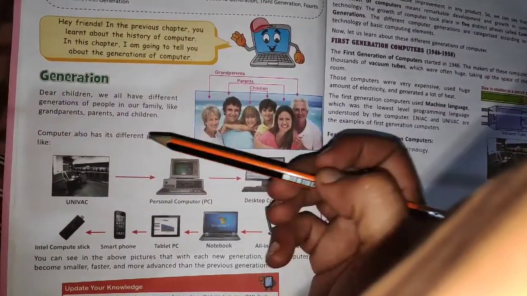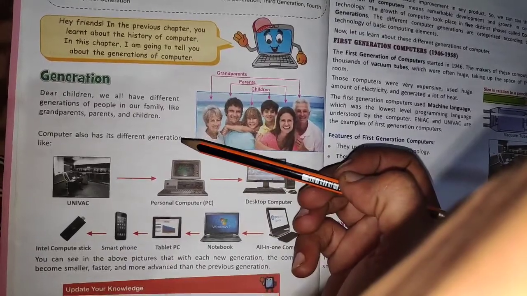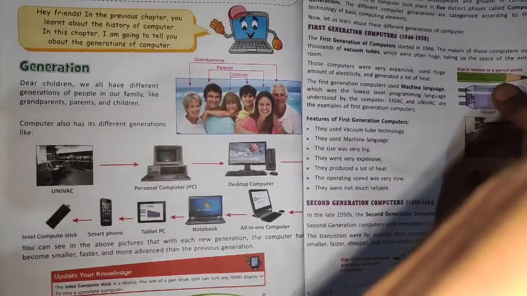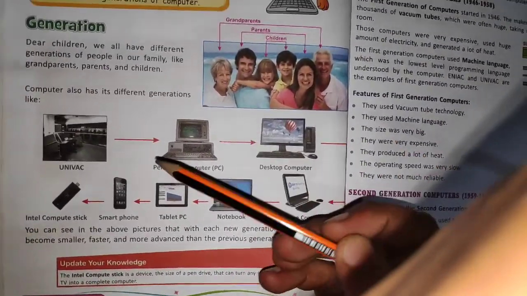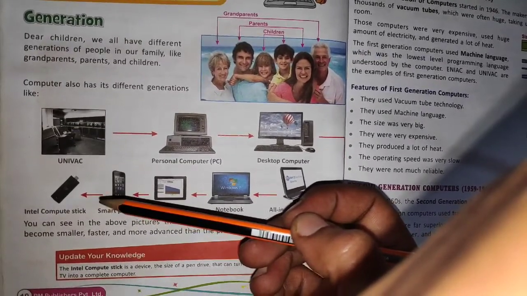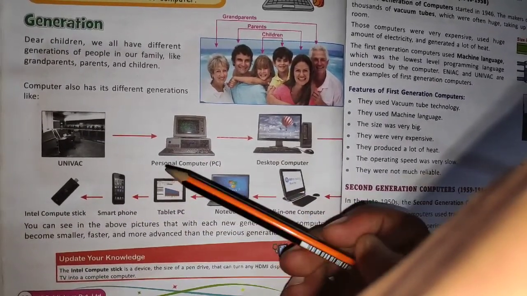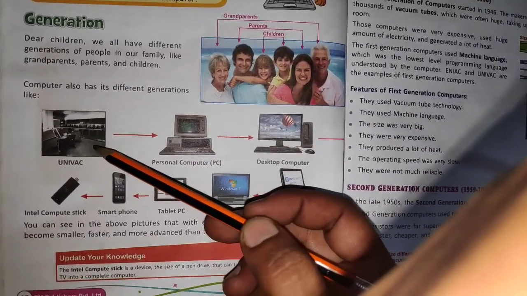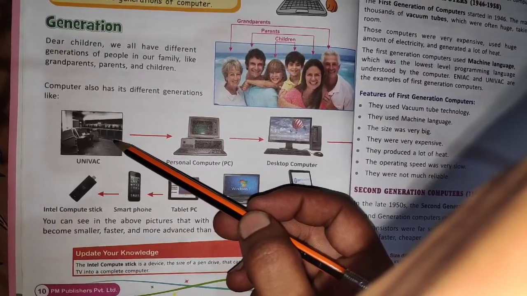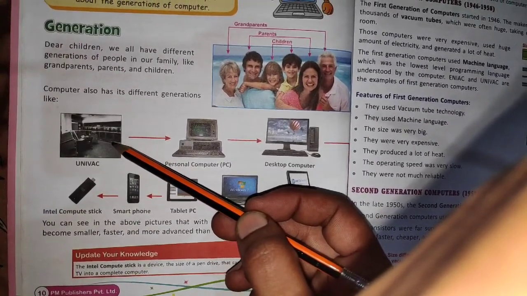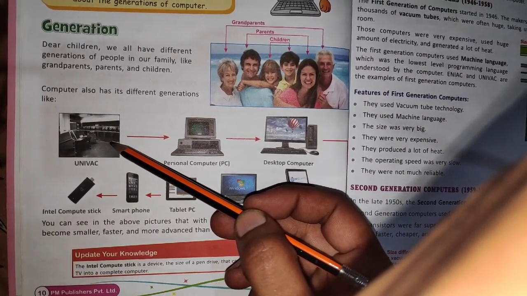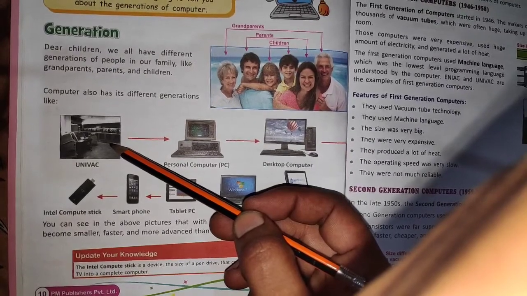Similarly, computers also have different age groups or different generations. In each generation there are some changes in the technology or the size of a computer. For example, here we have the diagram of the UNIVAC computer. As you know, UNIVAC was the first electronic computer, and the size of this computer was very big.